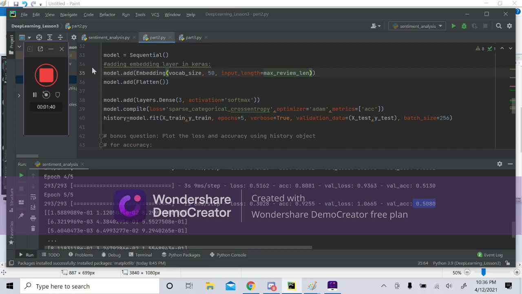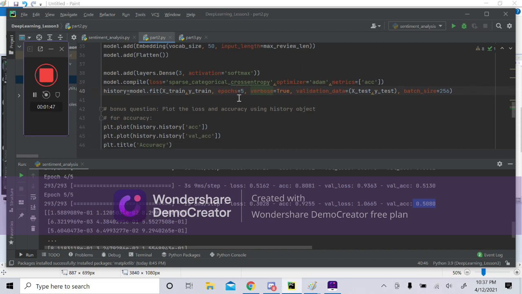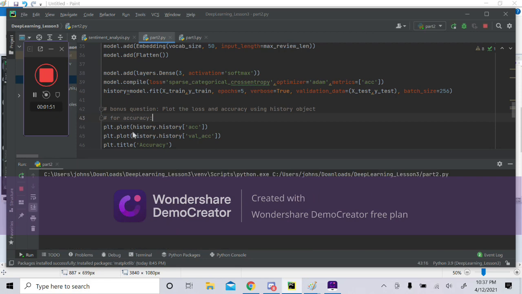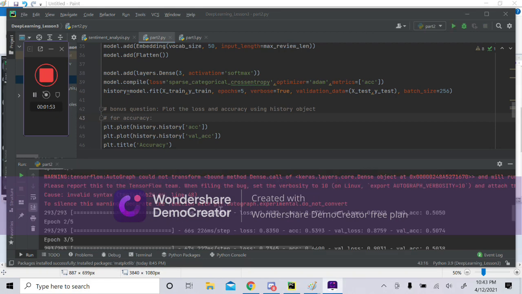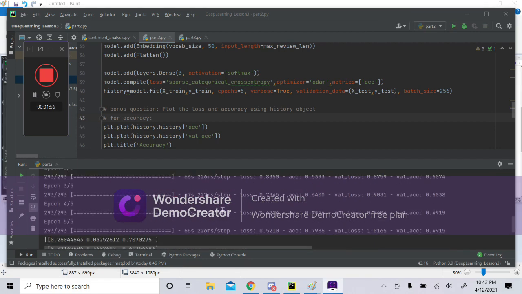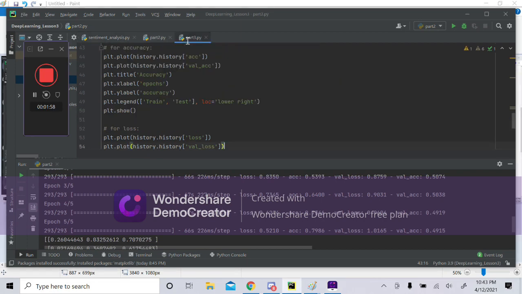And then after we create the model, we add in the embedding layer, and then we do flatten. And then we do the same after that, and then I'll go ahead and run this part. Here's the output, epoch 1, 2, 3, 4, and 5.